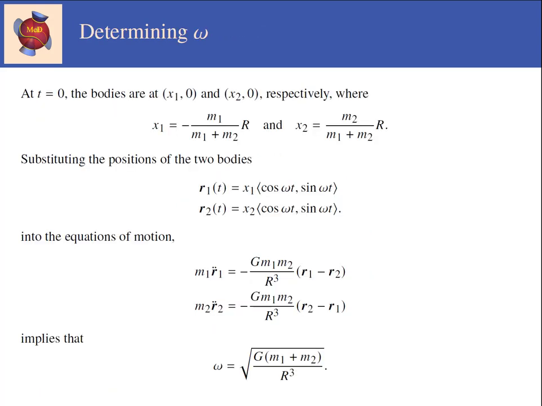So the first thing we want to do is figure out the angular speed of the rotation. We're going to call that omega. Since the objects orbit their common center of mass, we can deduce that x1 is minus m1 R over the total mass, and x2 is m2 R over the total mass. The center of mass is simply the weighted average of x1 and x2 weighted by the masses.